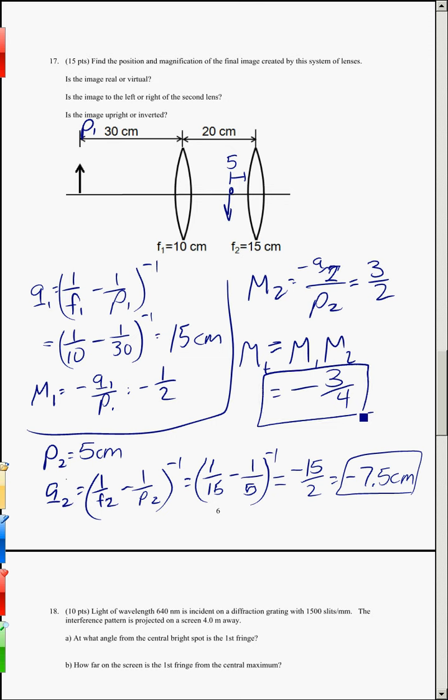Now, is the image real or virtual? Q is negative, so it's virtual. Is the image to the left or right of the second lens? For a similar reason, Q is negative, so it's to the right. Or excuse me, I'm sorry, to the left of the second lens. That means my image is going to be right about here. Oh, excuse me, it's going to be inverted actually. Is the image upright or inverted? The total magnification is negative, so it's inverted. So my final image is right about there.